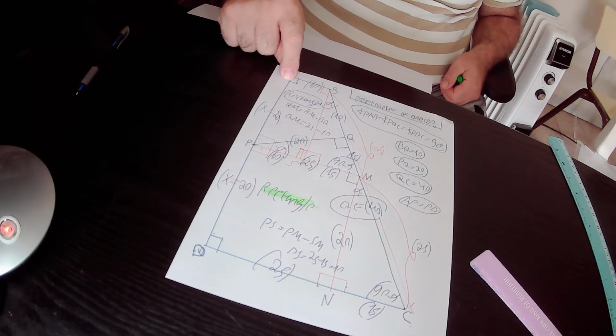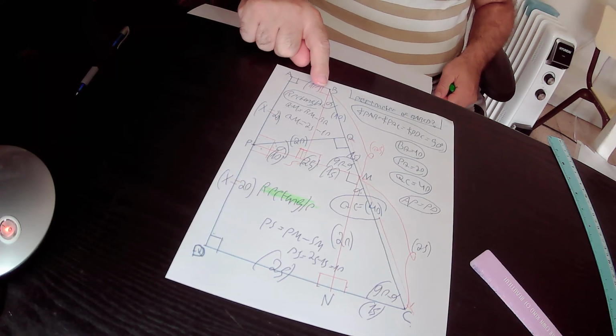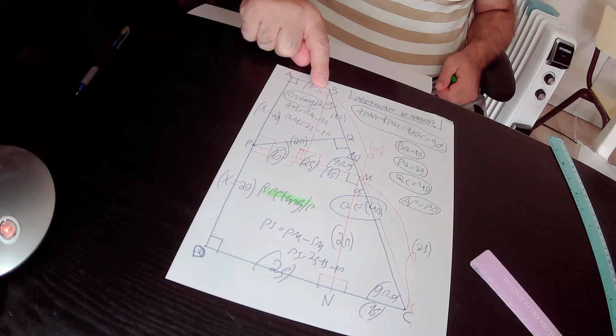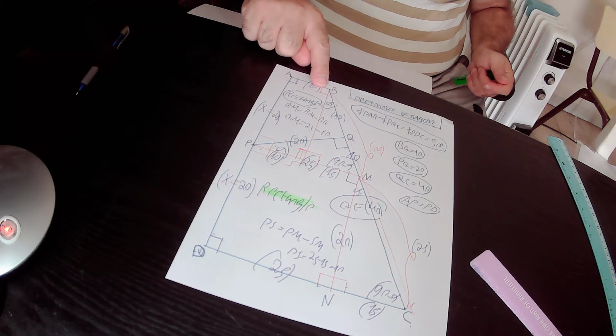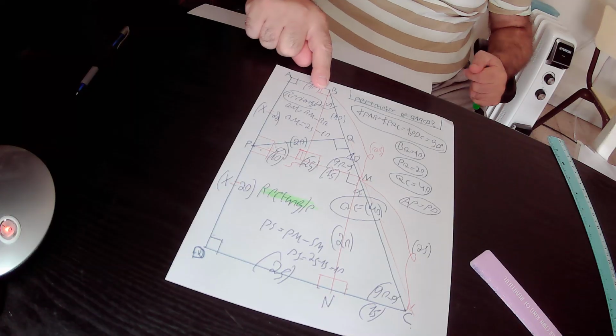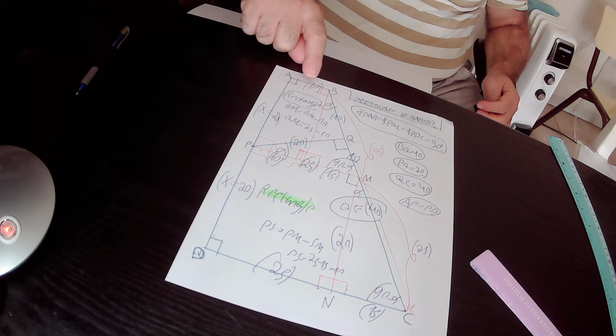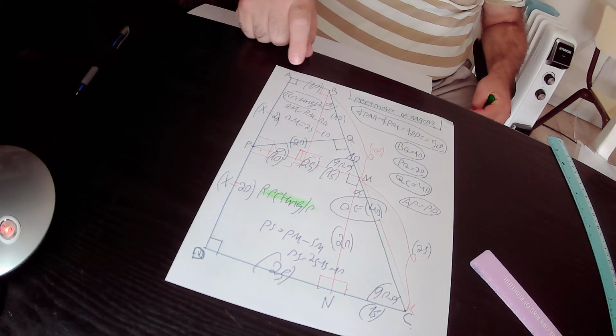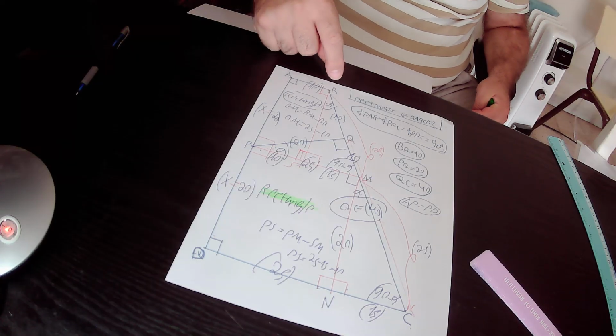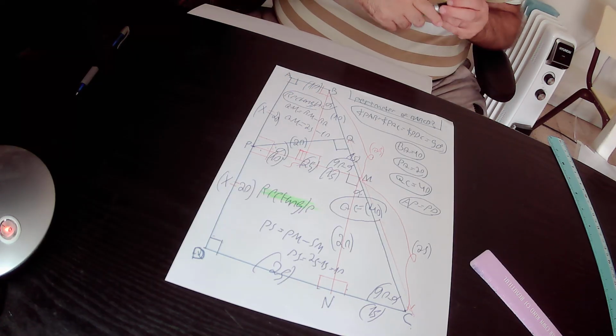For quadrangle ABSP, we have 1, 2, 3 angles, and therefore this fourth angle must be equal to 90 degrees in size according to the rule that the sum of the angles in any quadrangle is equal to 360 degrees. So ABSP has 4 right angles, and therefore it is a rectangle.